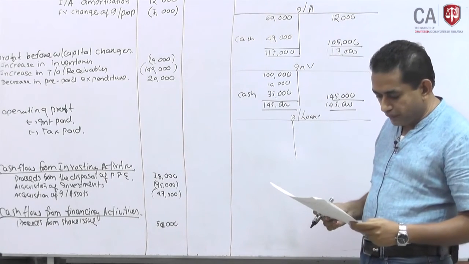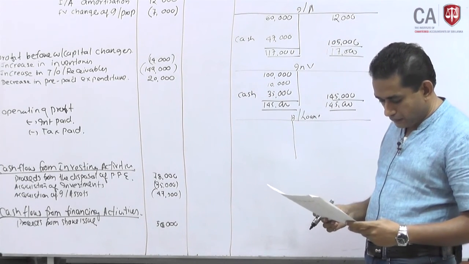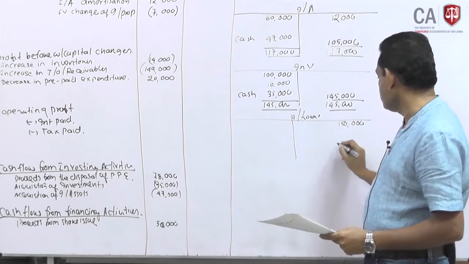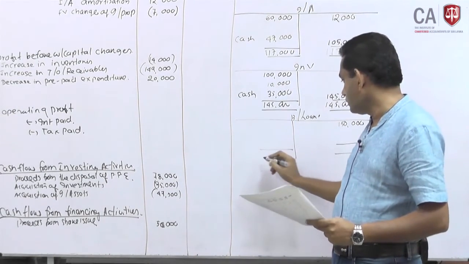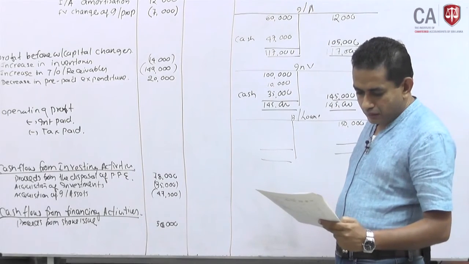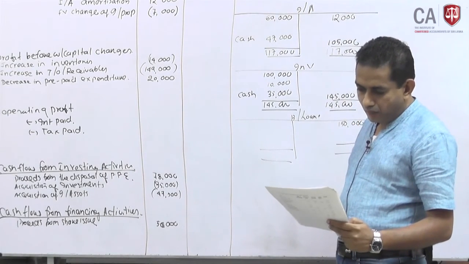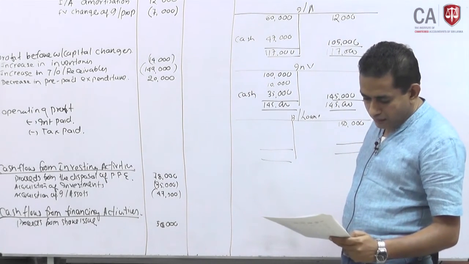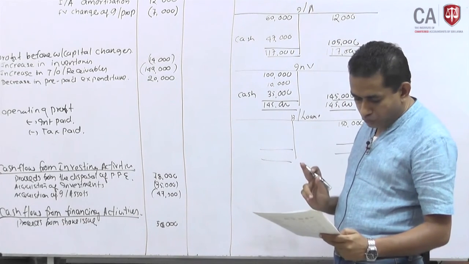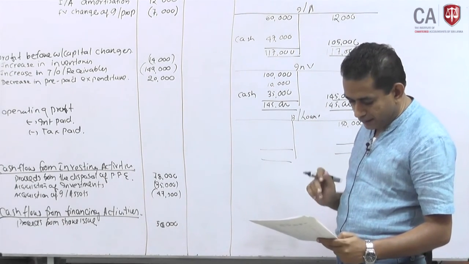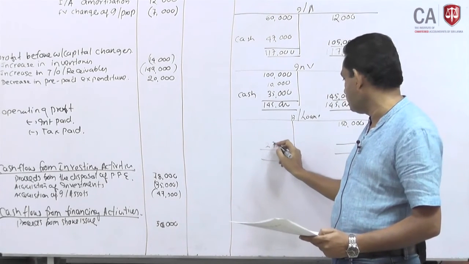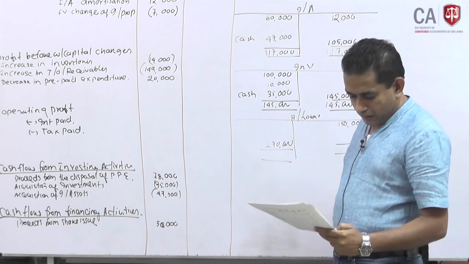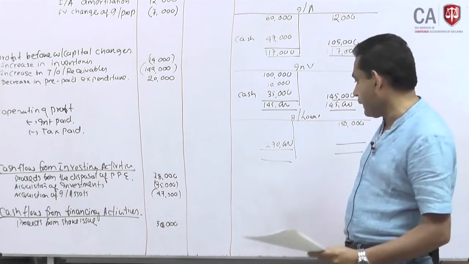Long term bank loans opening balance should be 140 plus 10,000, opening balance 150,000. Closing figure, bank loans: 100,000 under non-current and 170,000 under current, altogether 270. Opening 150, closing should be 270.